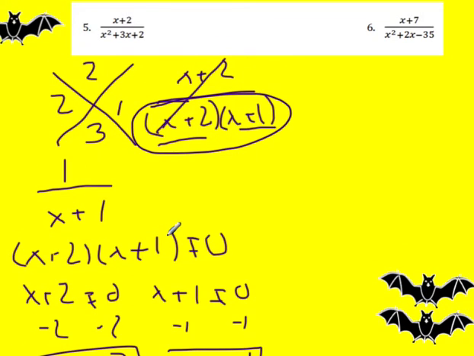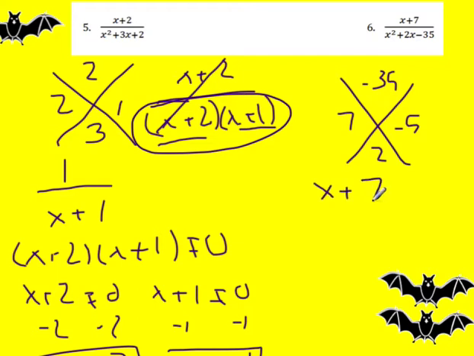Now let's take a look at number 6. So we're factoring, and we're multiplying to negative 35 and adding to 2. So that's 7 and negative 5. So again, for the most part in the unit, the coefficient with the square term is going to be 1. So for the majority, you can use the easy way factoring. So then I end up getting x plus 7 on top, divided by x plus 7 times x minus 5.